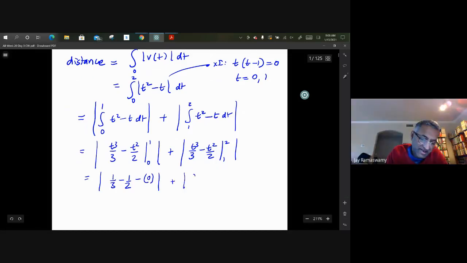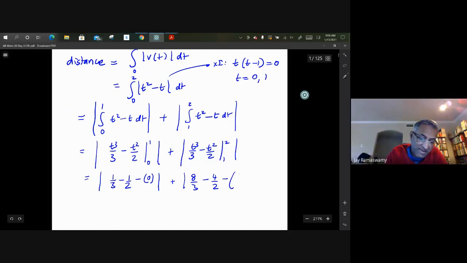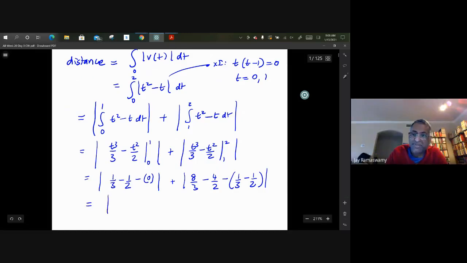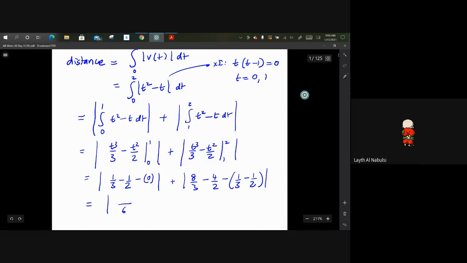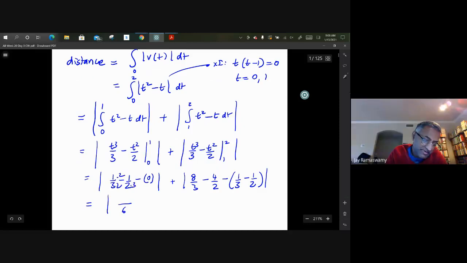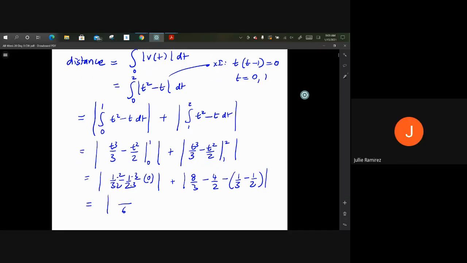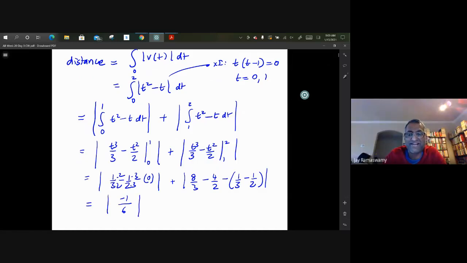Plus 8/3 minus 4/2, minus parentheses 1/3 minus 1/2. For 1/3 and 1/2, should we take the LCM? Yes, that's 6. So 2 over 6 minus 3 over 6 is negative 1 over 6, and the absolute value is 1 over 6. That was the part that was negative, under the axis.